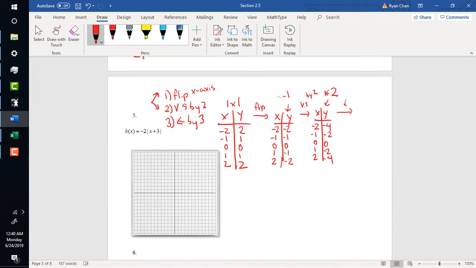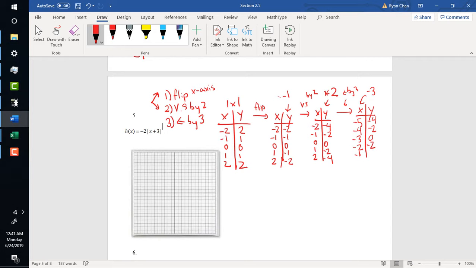And then I'm going to the left by 3. What does that mean? I'm going to subtract 3 from my x. Remember, too, your horizontal shift is always opposite of what you think it is. So -2 minus 3 is -5, -4, -3, -2, -1. All my x's are being subtracted by 3, and then my y stays exactly the same.